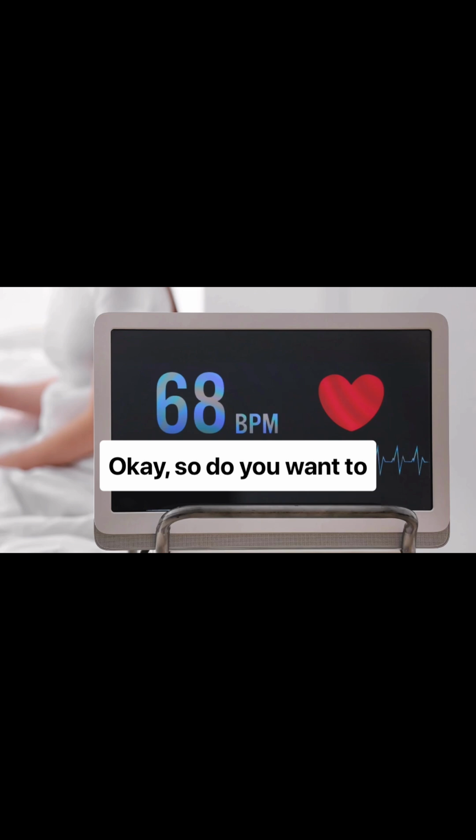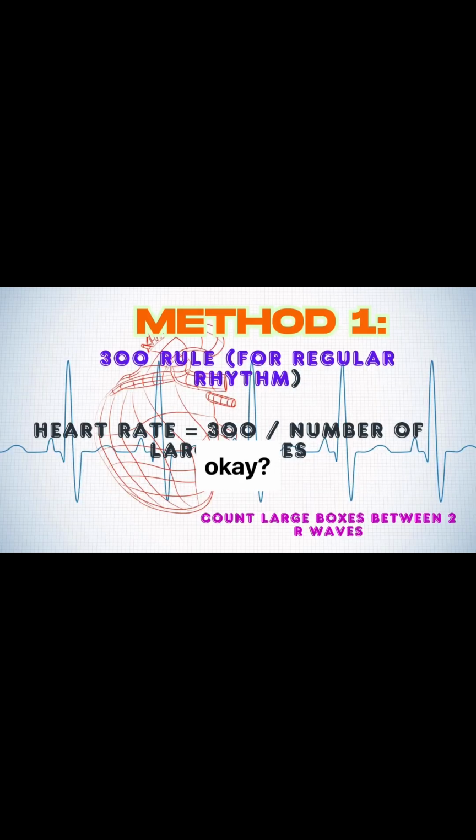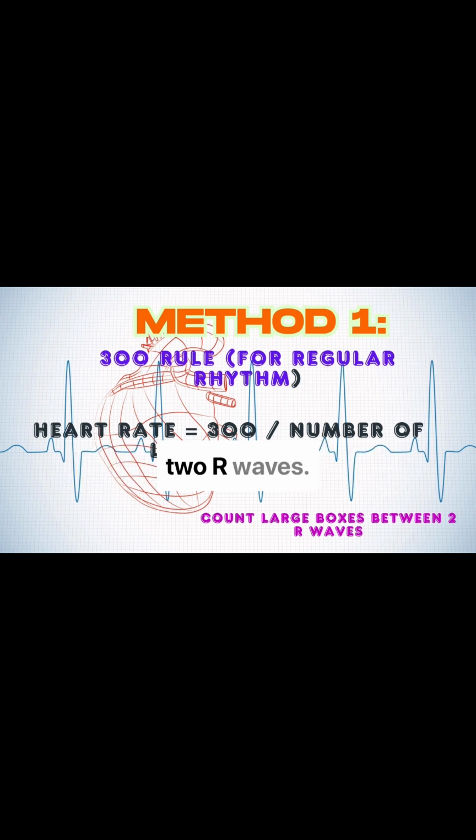Okay, so do you want to calculate the heart rate? Let's discuss. Method number 1 is the 300 rule for regular rhythm. Count the large boxes between two R waves, and the formula is: heart rate is equal to 300 divided by the number of large boxes between the two R waves.